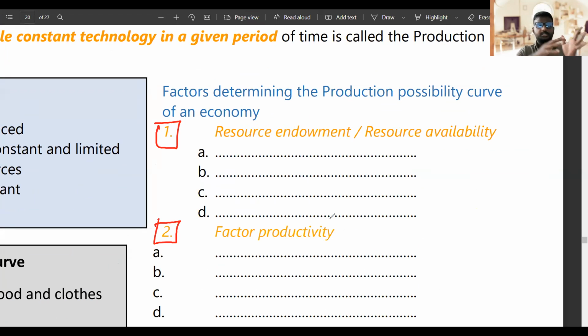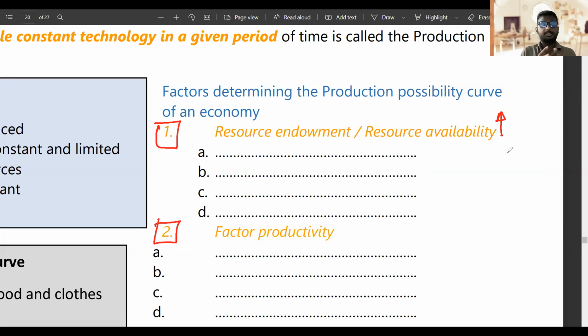Now, if the curve is shifting out, that means how much resources we have, land, labor, capital, entrepreneurship, are supposed to go up. Increase in resource availability. What you guys said was increase in labor, increase in land, increase in capital. They are actually examples of resource availability going up, which will cause the possibility curve to shift out.